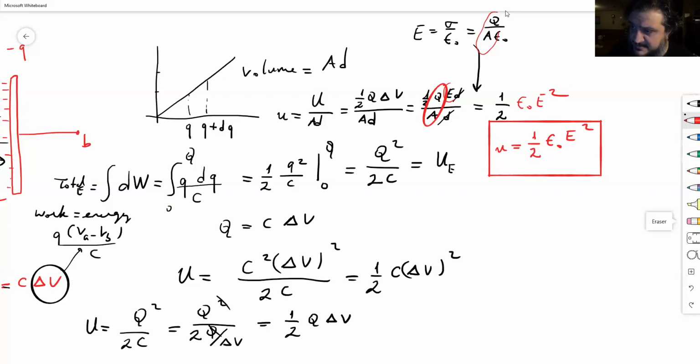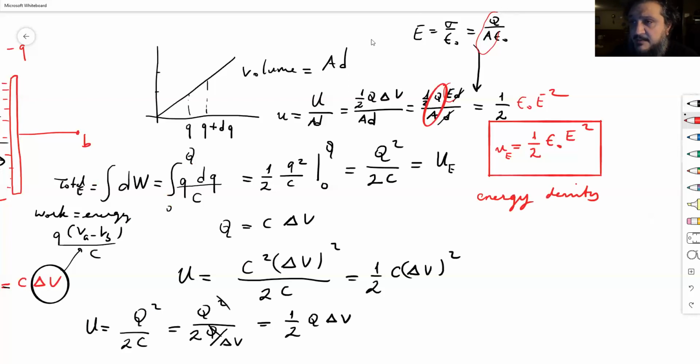When we do magnetism, we're going to have something like this as well, okay? Energy stored in magnetic fields. This is only electric field. Okay, so this is the electrical energy density. If you multiply it by a volume, you get the total energy.